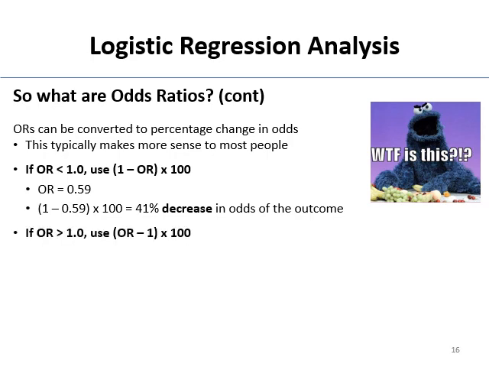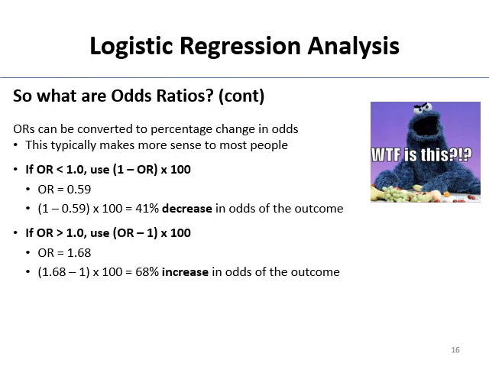If you have an odds ratio greater than 1, the formula is a little different, but not much. It's OR minus 1, times 100, instead of 1 minus OR times 100. And this gives you the percentage increase in the odds of the outcome group coded 1. So let's say you had an odds ratio of 1.68. Do your little formula, 1.68 minus 1 times 100, and you get a 68% increase in the odds of the outcome.